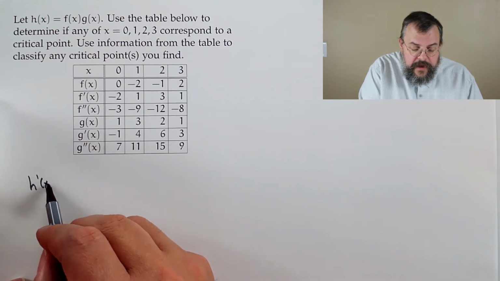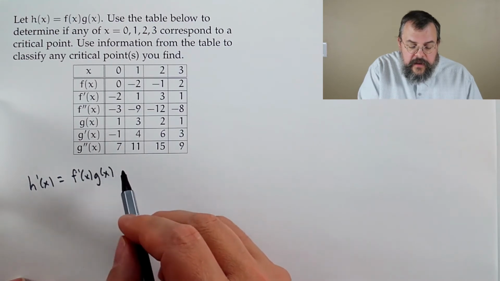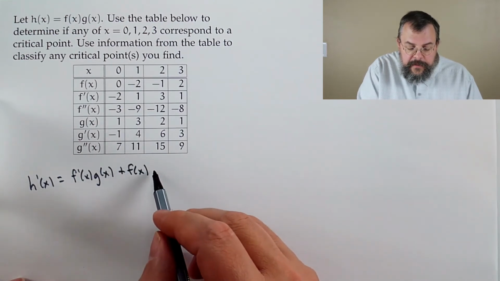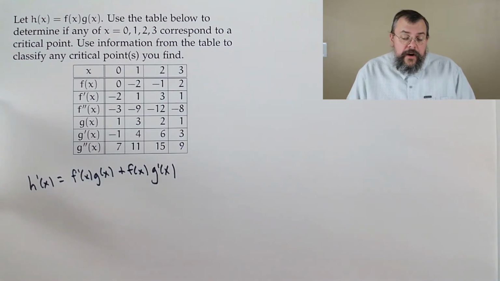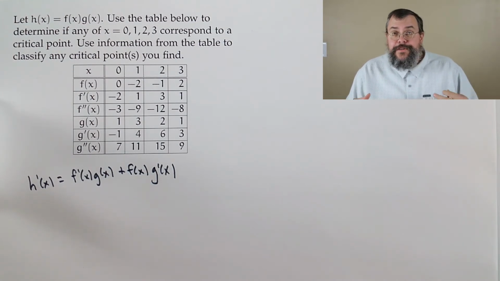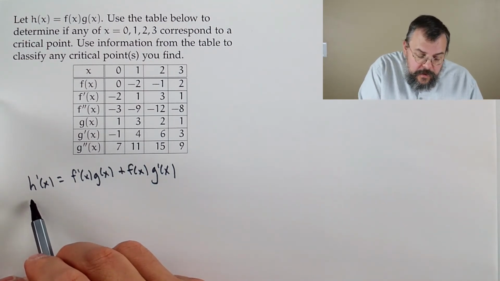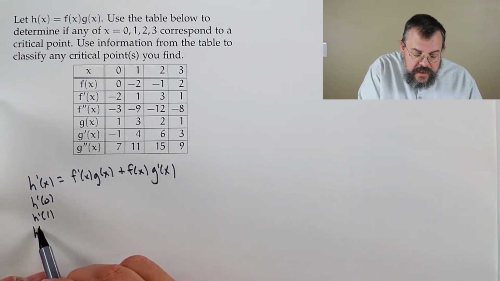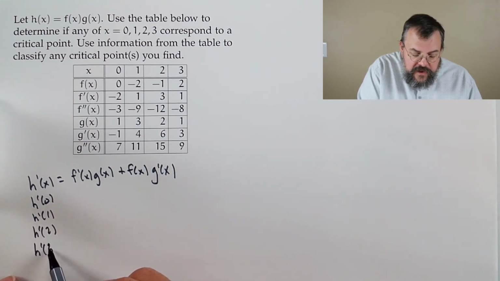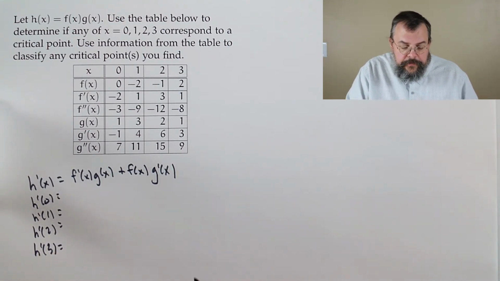So h prime of x, well, the derivative of the first times the second plus the first times the derivative of the second. All right, so far, so good. Now, it looks like all these have values, so there's no place where it's undefined. So we're going to be looking for places where we might get a 0 out. So let's work it through. So we have h prime of 0, h prime of 1, h prime of 2, h prime of 3. We have to check all of them because there might be several. All right, so let's start at 0.